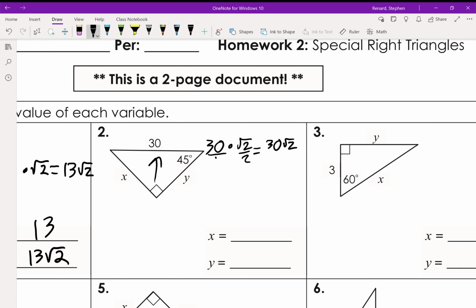Now on the bottom, remember when you're multiplying a whole number by a fraction, you put the whole number over 1. 2 times 1 is 2. Now we can actually reduce this because 30 divided by 2 is 15. So we get 15 radical 2. We look back at our flow chart, and it says enter that value for both legs. So we go, okay, here we go.